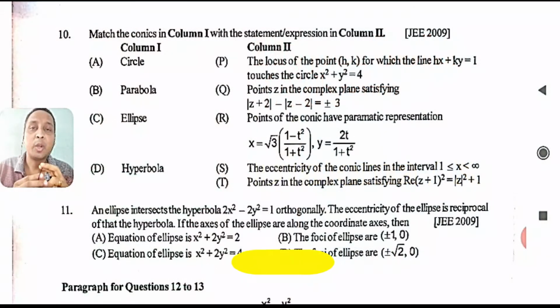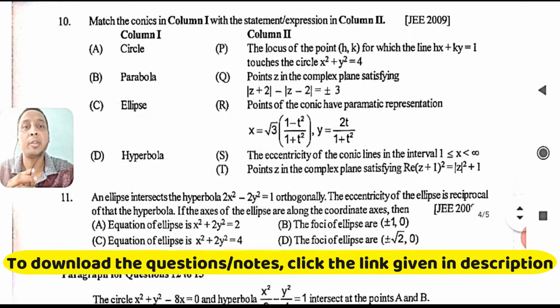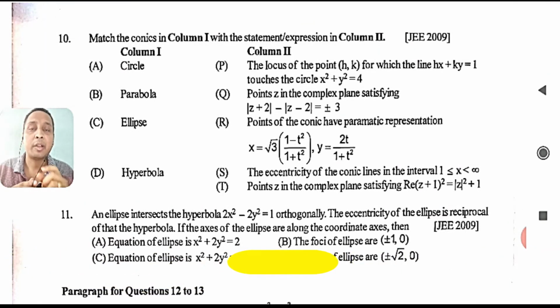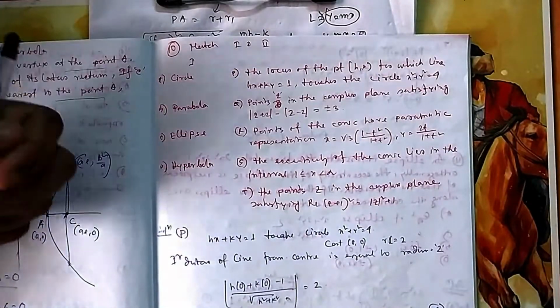Okay students, welcome all to this new lecture in advanced level, where we are solving previous year IIT JEE questions. Today we will be solving question number 10 and question number 11. Okay, then let's try to solve this question. Now, if you come to 10, match table 1 and table 2.